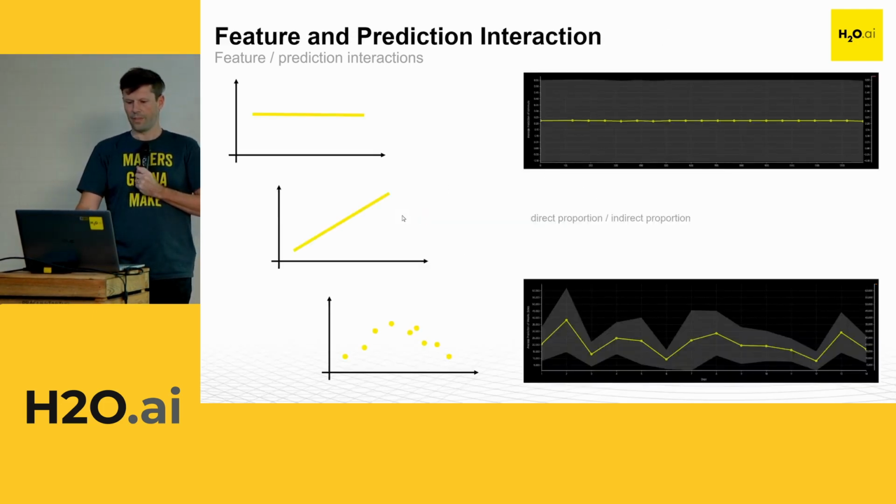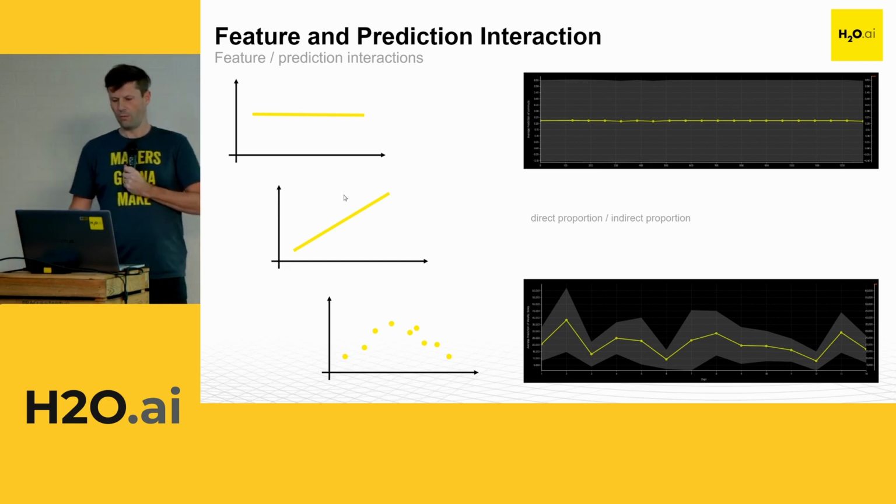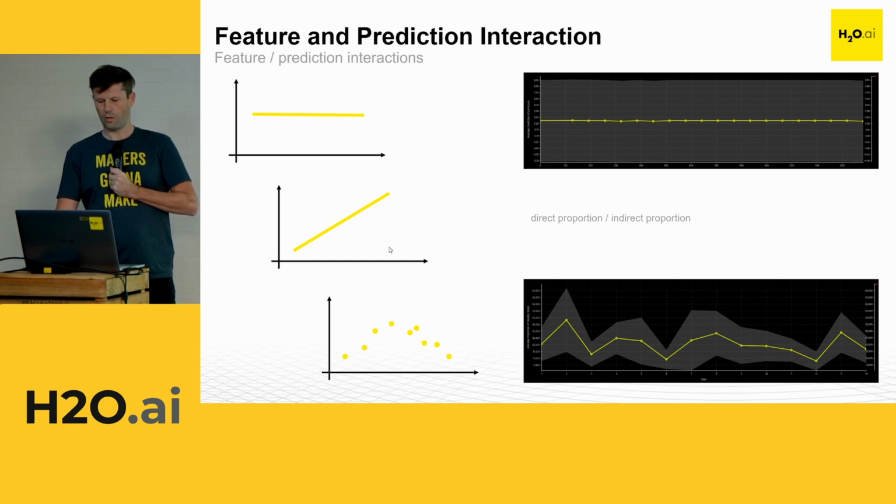So, as I said, if this is flat like this, there is no interaction. There is almost nothing happening there. Or it can look like this. So you may have direct proportion, indirect proportion, and then you can think about whether it makes sense. Does the interaction work or not? Or there might be something more wild, but still, this gives you a notion about that.